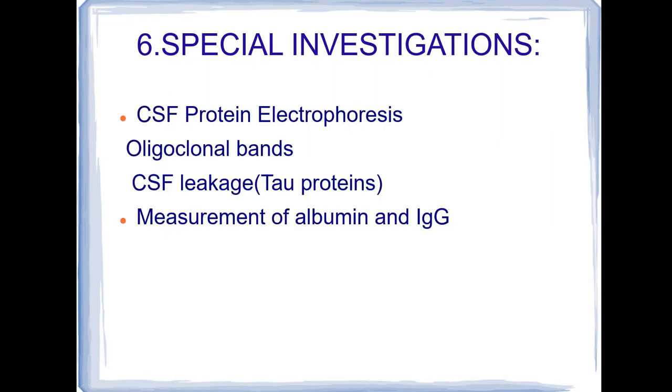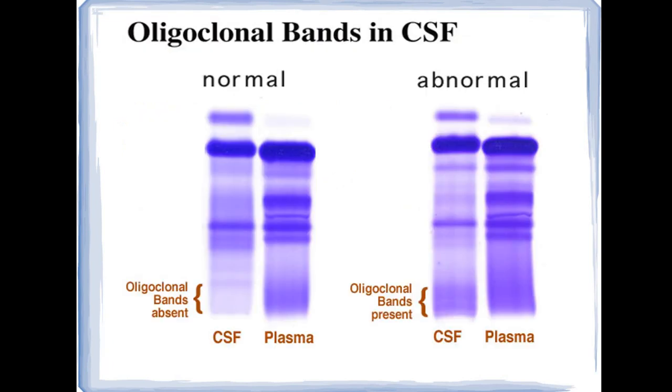The special investigation which can be done is protein electrophoresis to identify oligoclonal bands. Normally oligoclonal bands can be seen in plasma, whereas in CSF they will be absent. But in abnormal cases like multiple sclerosis, you can see these oligoclonal bands in both the CSF and the plasma. So this protein electrophoresis helps in identifying the lesion, okay? So identifying what pathology the patient is suffering from. These are the special investigations which can be done on CSF. So that finishes the class.